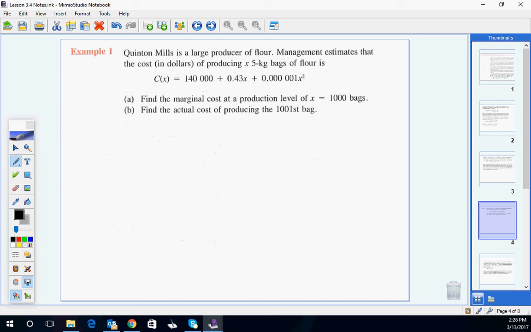So in our mind, what are we going to do? Marginal cost means the rate of change. So we're going to go with the rate of change, and that means we're doing C prime. So C prime, that's gone. That's just a constant now. We're going to have 0.0002x. That's our new function.